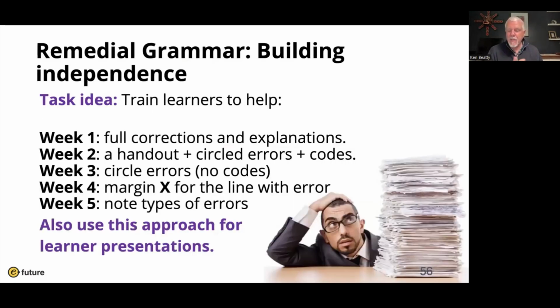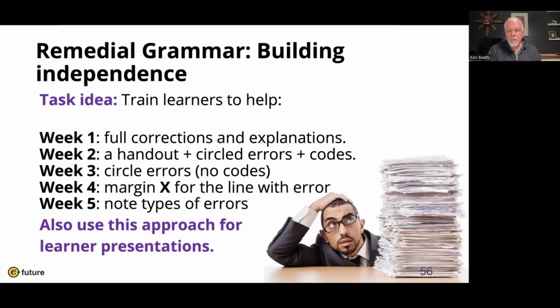So we have to build independence. And here's a little task idea, something for you to do. It doesn't matter if they're writing a paragraph or a sentence or an essay, whatever they're writing, but you try to train the learners to become more conscious about editing their own work. Full corrections and explanations. So say they do a paragraph every week. First week, full corrections and explanations. Second week, give them a handout and circle the errors and give codes. Number 1, subject-verb agreement. Number 2, use of the past tense or whatever.